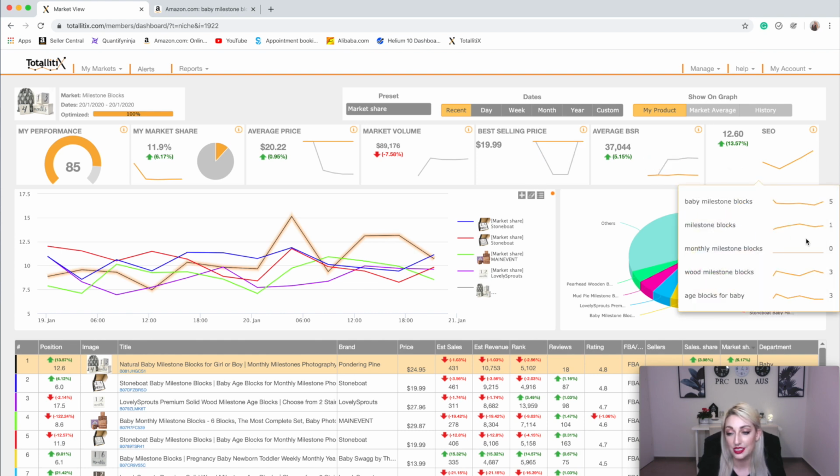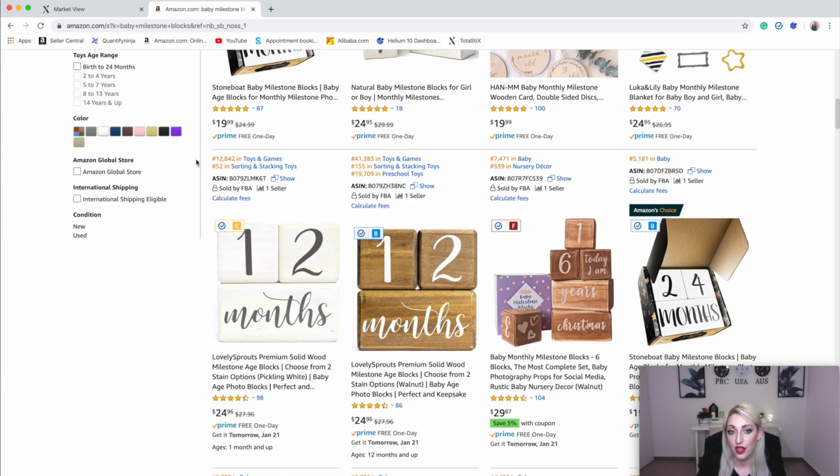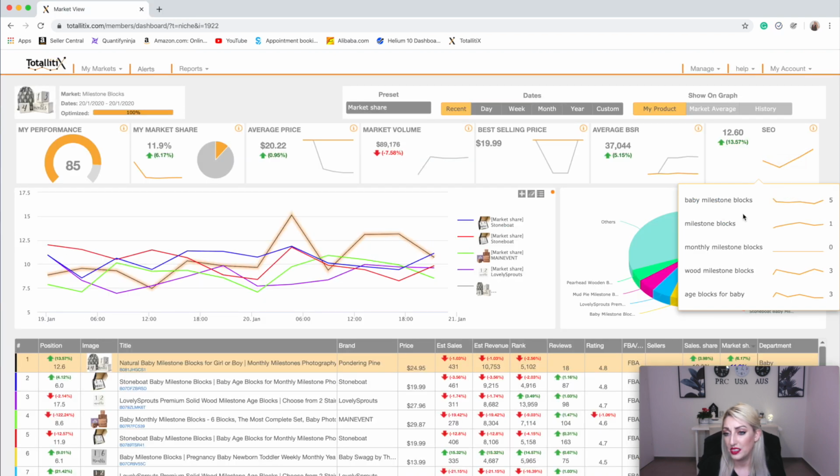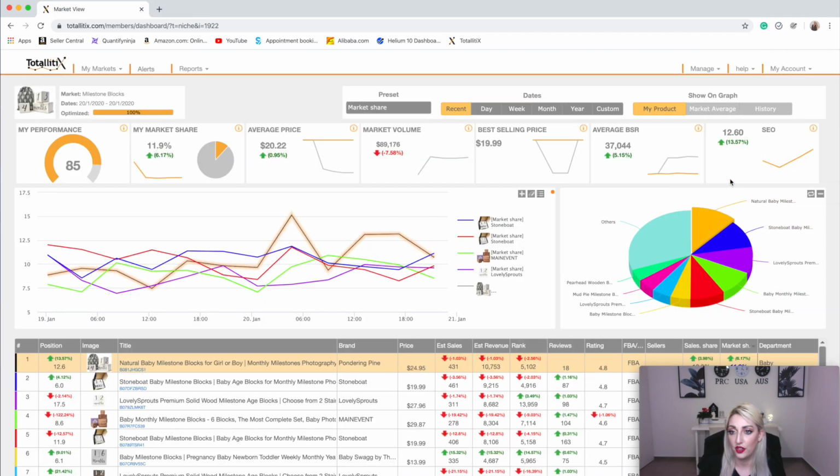Just going to check one more to check the accuracy. Milestone blocks, it says that it's number 1. So I'm going to look at that. Okay, and you can see milestone blocks, and it really is number 1. So we can see that this is pretty accurate information.